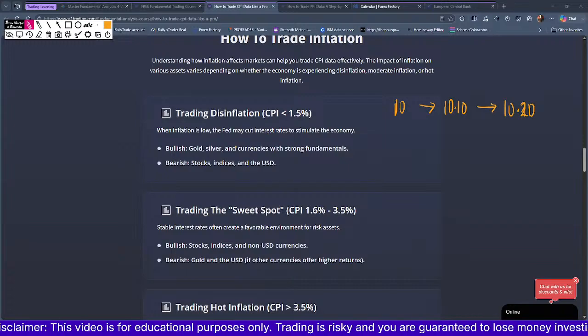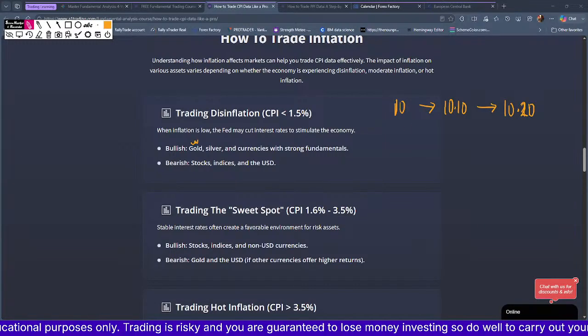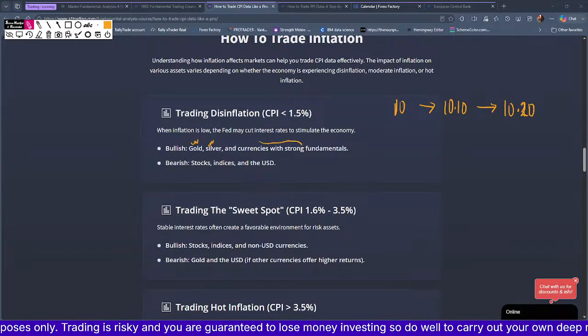Or would you look for something that you know for a fact that, okay, if I put my money in here, I'm going to get much more money? In this case, take a good look at this item. This is called a precious metal: gold, silver, and currencies with strong fundamentals.